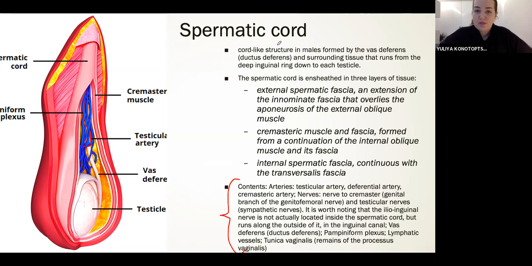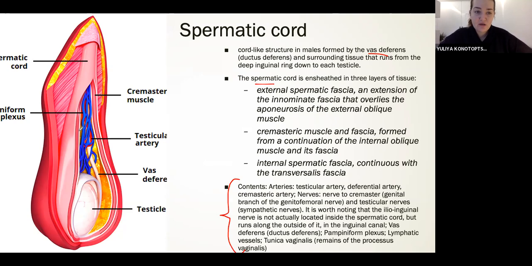So spermatic cord is a cord-like structure in males. Inside of it, there's a very important structure, which is the ductus deferens, right? So it's the most important thing. That's why we call it spermatic cord, because as you know, through the vas deferens, your spermatozoa are reaching the prostatic urethra. Spermatic cord is ensheathed in 3 layers of tissue.